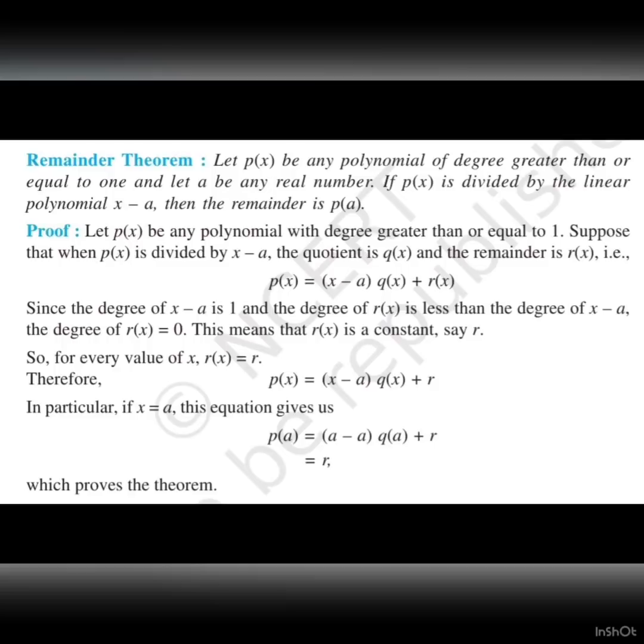Now it is an equation. We have the equality symbol. Let us replace x by a on both sides. On the left hand side we have p(a) is equal to, on the right hand side, (a minus a) into q(a) plus r. a minus a is 0. 0 into q(a) is also 0, so it is equal to r. Therefore, the value of the remainder is equal to the value of the polynomial at a.